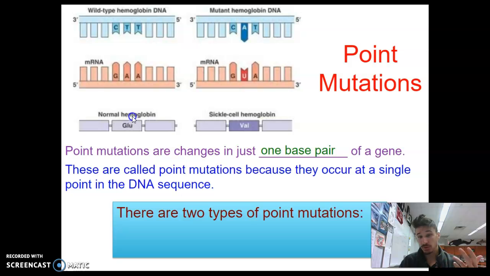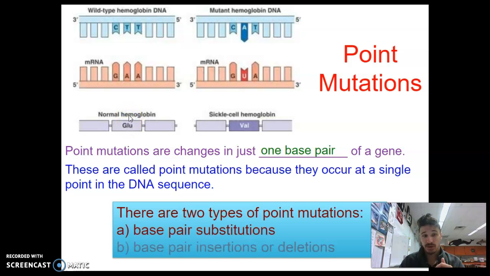Now, there are two types of point mutations. You can have base pair substitutions, which is what we have here, or you can have base pair insertions or deletions. Insertions and deletions are very bad because they can cause downstream problems in the DNA.